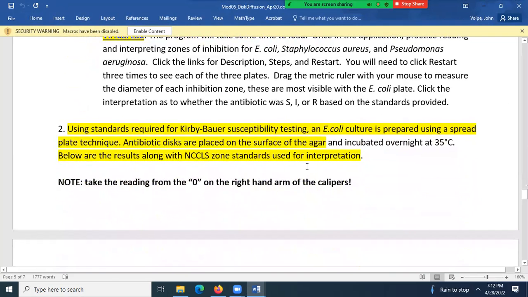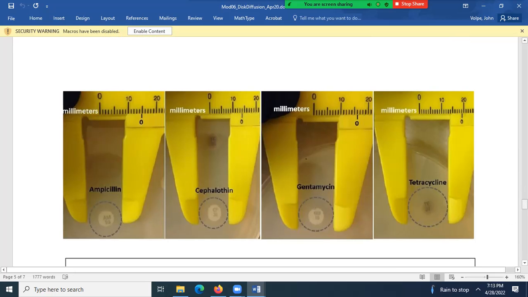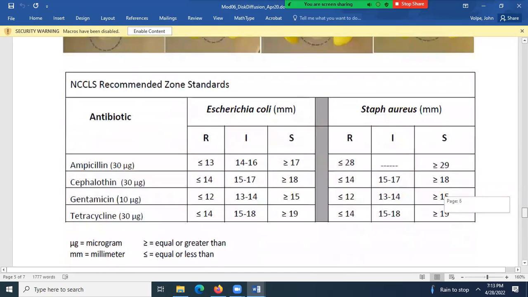And then using the standards required for the Kirby-Bauer susceptibility test, using E. coli and the prepared spread plate technique, we're going to look at the antibiotic disc test placed on an agar surface and incubated overnight at 35 degrees Celsius. Below are the results with the NCCLS zone standards used for interpretation. And we have calipers here. And then there's the table. Remember, we're only doing E. coli, so this part of the table here, not Staphylococcus aureus.